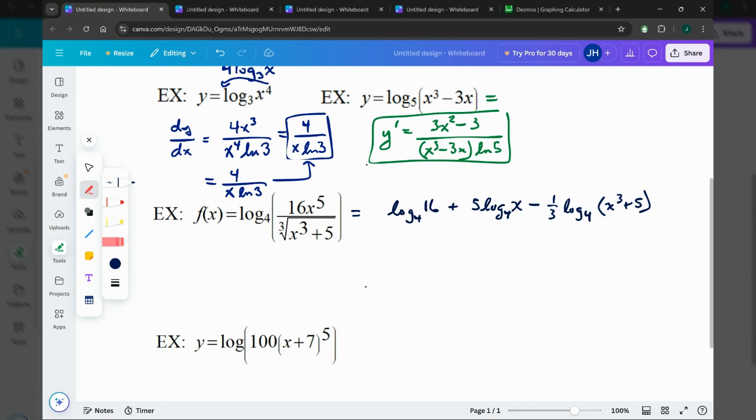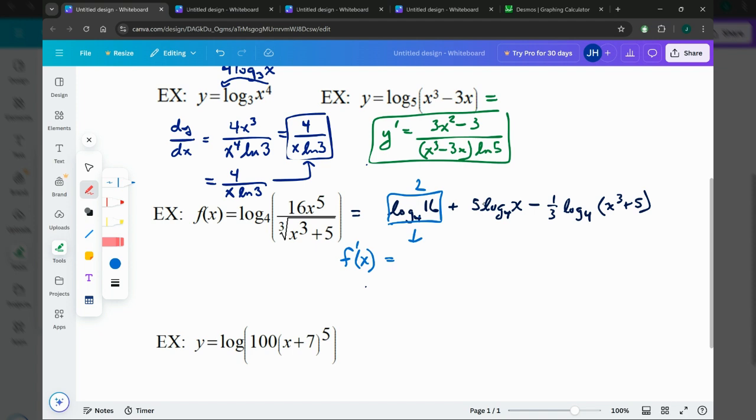Now, how do I take the derivative of all of this? Well, what is f prime of x? Well, this right here, I hate to say it, 4 to the second power is 16, so that actually equals 2. That's a constant. The derivative of a constant is just 0, so it's not going to have a derivative here. It's just going to be 0. I'm not going to write that.